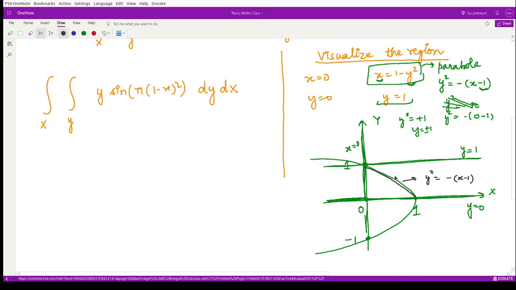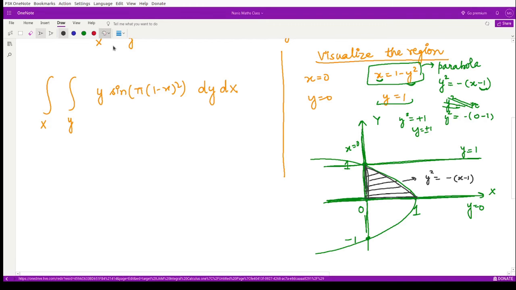Right? So this is the equation of this parabola, and moreover we have y is equal to 0 as this line, x is equal to 0 as this line, and y is equal to 1 is also covering this region. So this is the region of interest here.